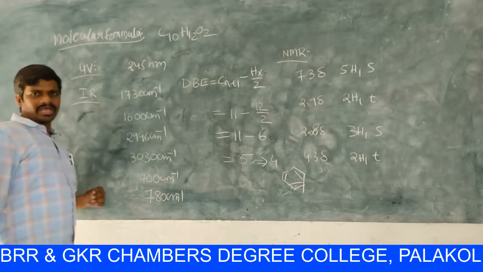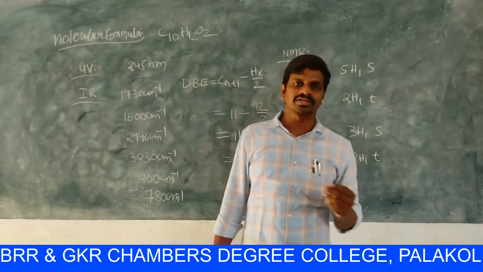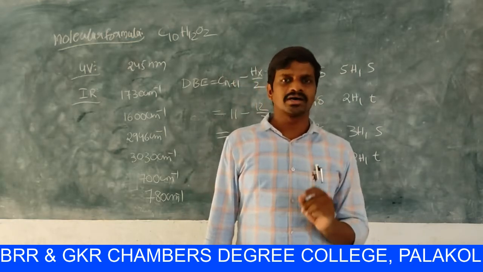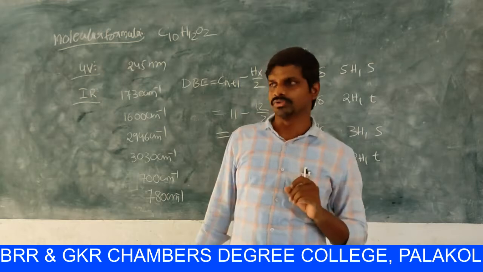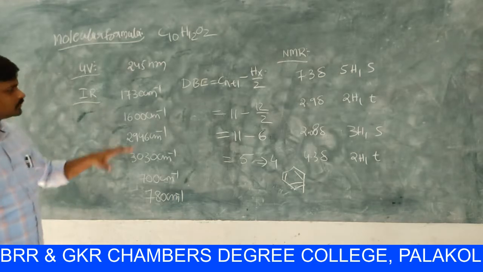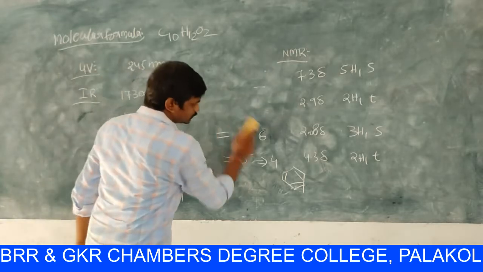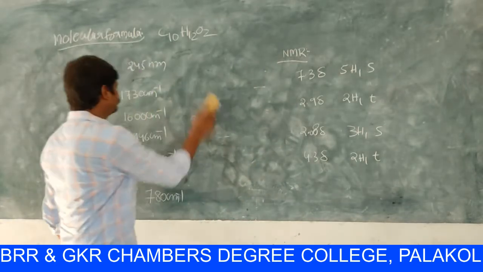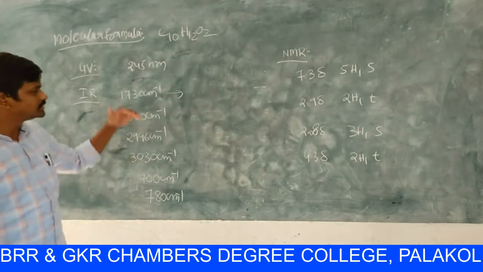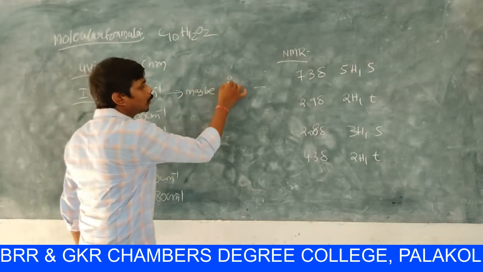Now we can move into the IR. What is the application of IR? Based on IR spectroscopy, we can determine the functional groups present in the organic molecule. Here we have lots of values. One is 1730 centimeter inverse. Already we are well acquainted with IR values. 1730 indicates the presence of a C=O group in the organic molecule.